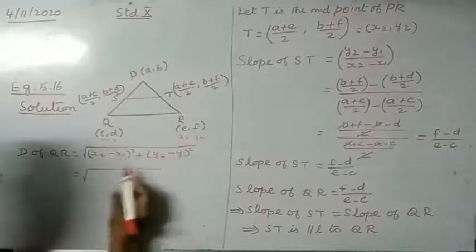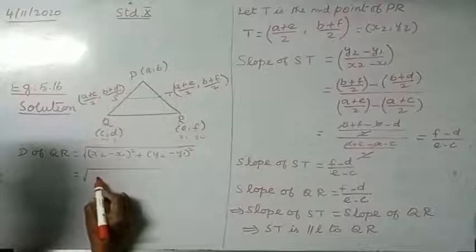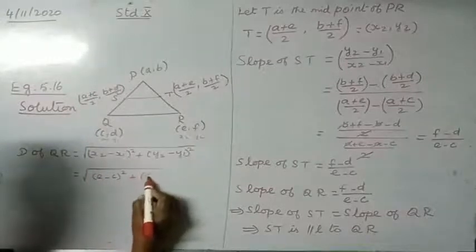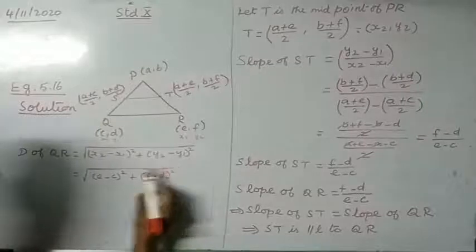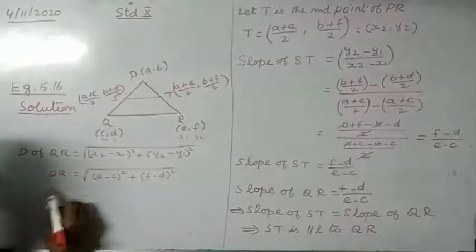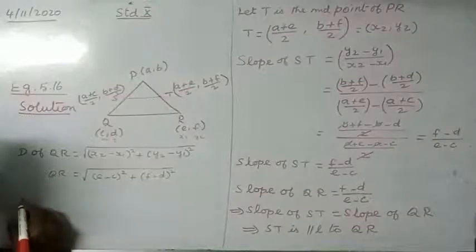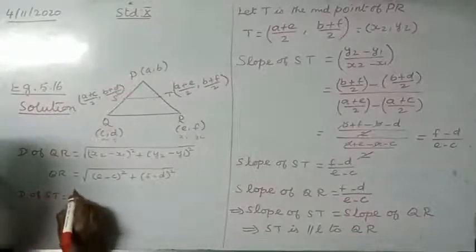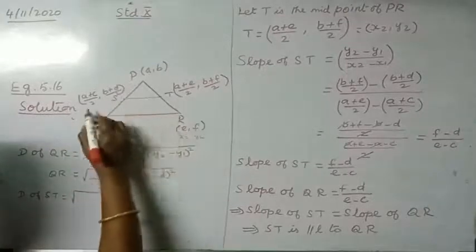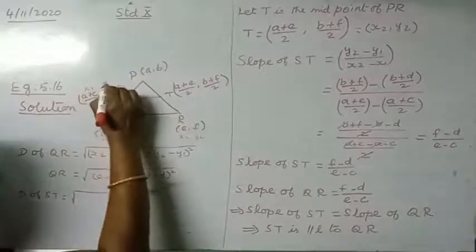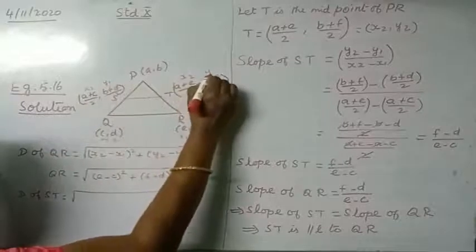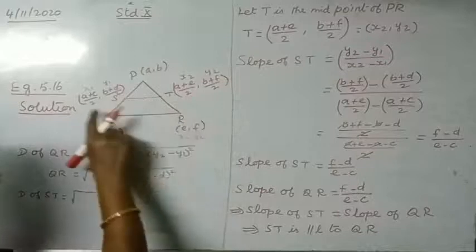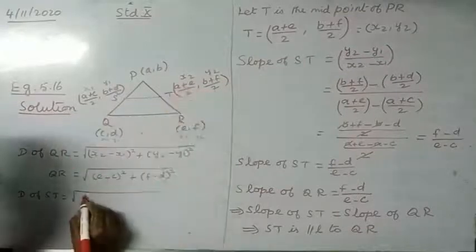So in the formula, when we use it, e minus c the whole square plus f minus d the whole square. So this is QR. Now let it be. Now find ST. Now distance of ST is equal to square root of, take the formula. So take this as x1 y1, this as x2 y2.